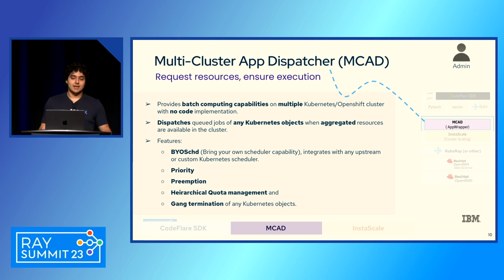The next piece is MCAD, or the Multi-Cluster App Dispatcher. This is the queuing system that the Ray cluster requests actually get sent to before being dispatched to the Kubre operator. So this enables us to do gang scheduling on aggregated resources, and it also allows for a lot of important enterprise features like hierarchical quota management for your organizations, priority, preemption, and all those robust features you need for getting those Ray clusters and resources to your data scientists.